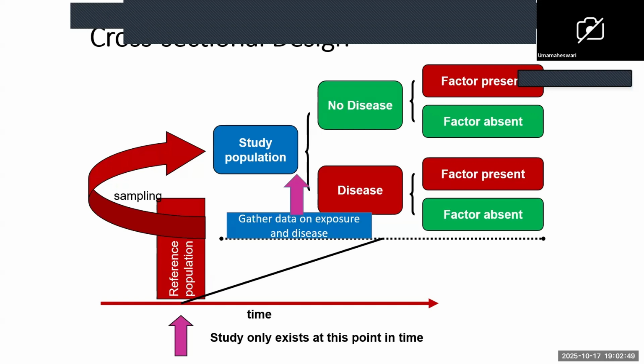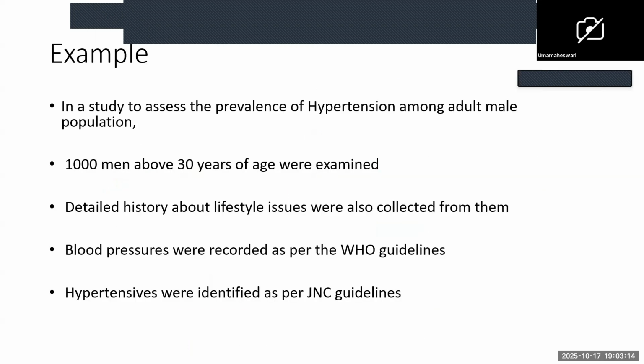And I'll ask whether they suffered from malaria in the last 6 months. That is, the factor present or absent. This is the only thing you are doing. The study only exists at one point of time. No follow-up. You are measuring both exposure and outcome at a single point of time. So this is the main feature of a cross-sectional study.